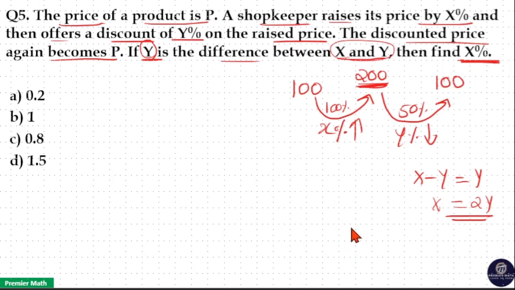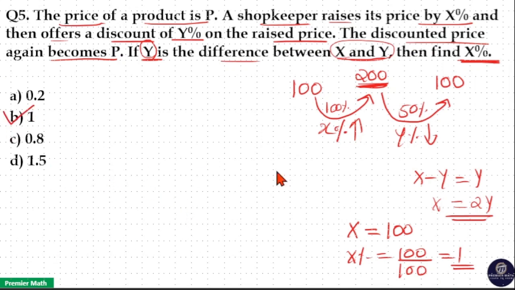X is equal to 100 and X percentage is equal to 100 percentage. 100 percentage means 100 by 100, which is equal to 1. Percentage means by 100. So option B is your answer.